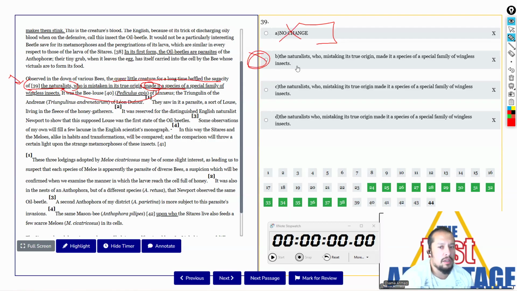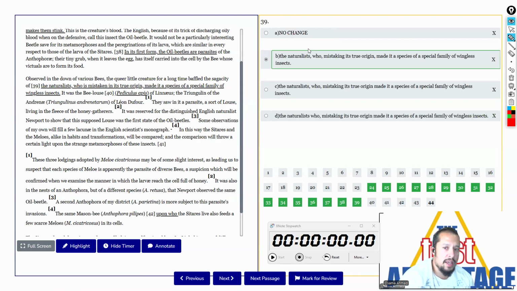Answer B. If you look at the difference between A and B, now answer B: the naturalists, comma, who, comma, mistaking its true origin, comma. You see here? Who is mistaken in its true origin? No. We made it a non-essential phrase. So who made it a species? Now the verb has a subject and its connection. Answer B is acceptable. Again, answer A, this verb has none. You'll say naturalist, I'll tell you that's a prepositional phrase, it doesn't work.